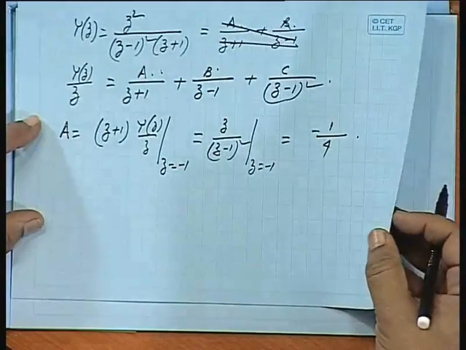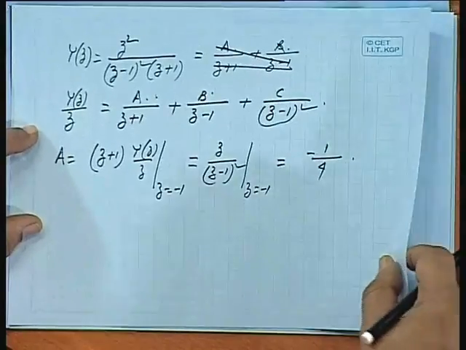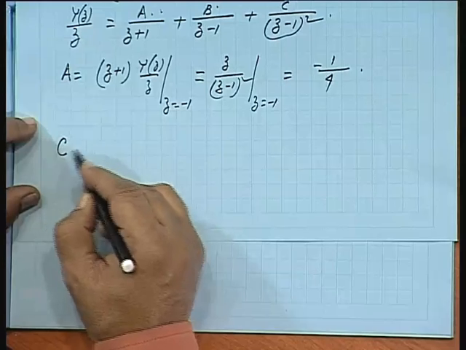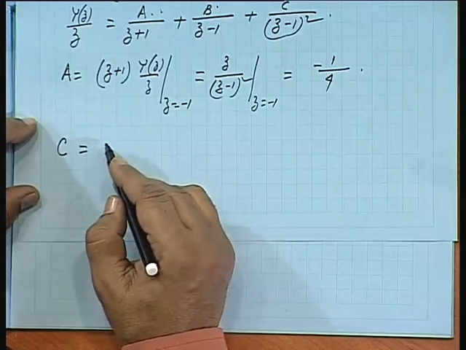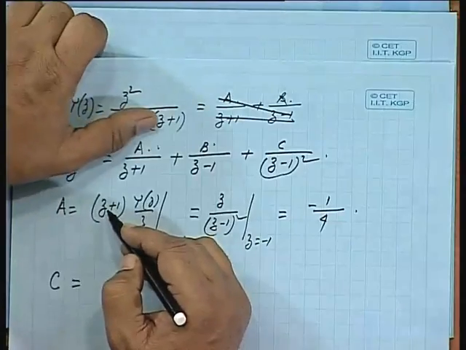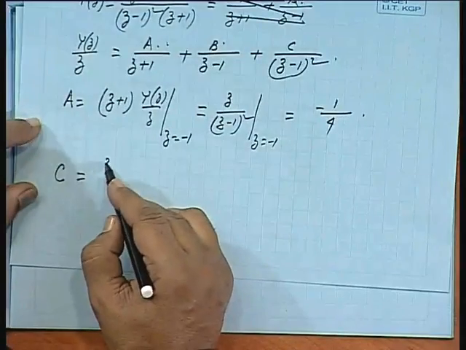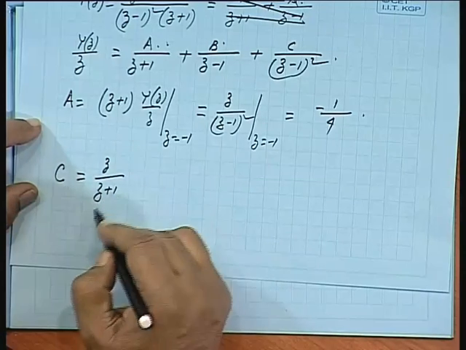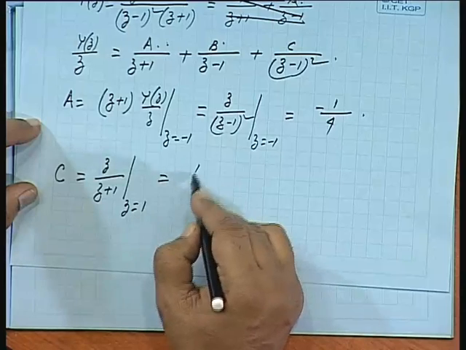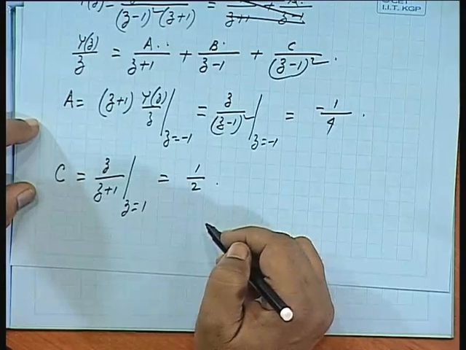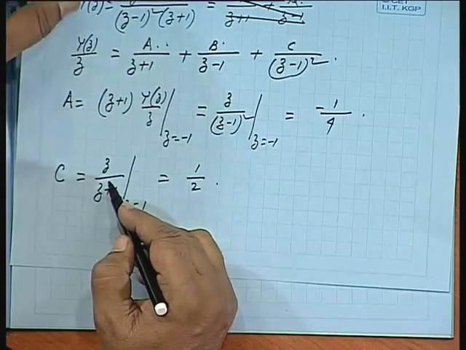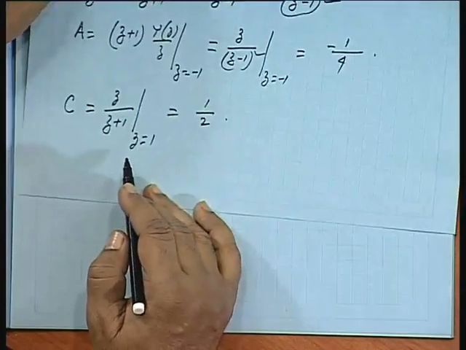Similarly, C, let us evaluate C first, because that takes all the multiple roots. C will be (z minus 1) whole squared times Y(z) by z, so that gives me z by z plus 1, to be evaluated at z is equal to plus 1. So, this will be 1 by 2, and it is this function which is to be differentiated with respect to z.